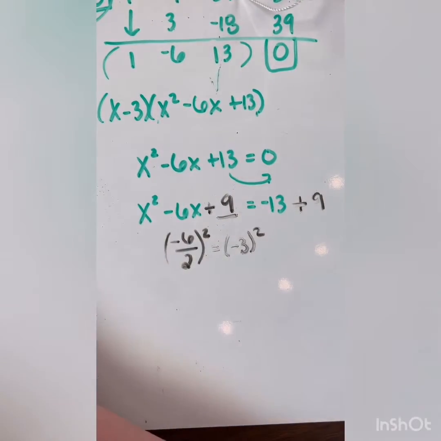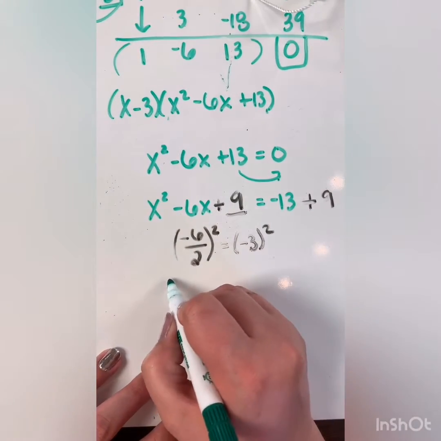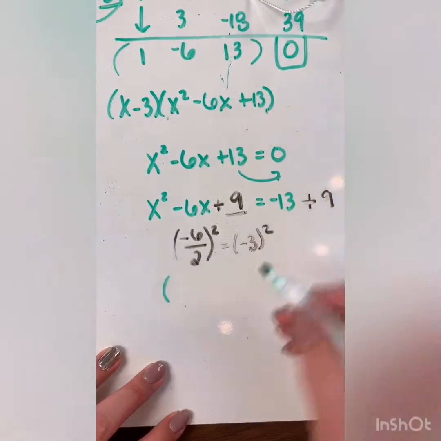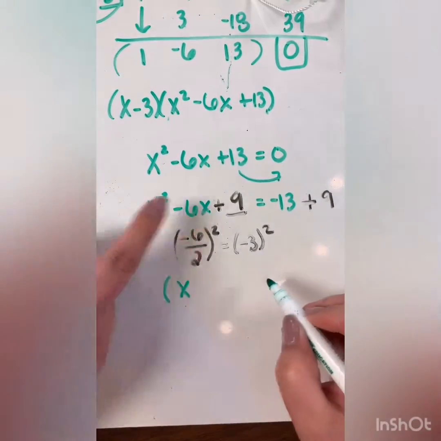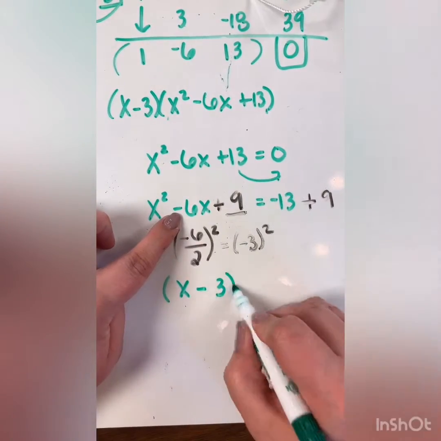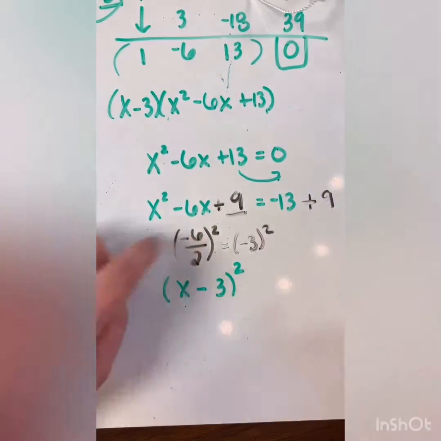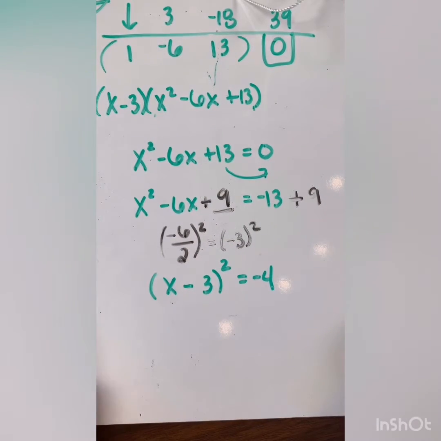All right, now we keep working. This side will now factor perfectly because that's what we did. We made it so that it would factor, and it always factors into the square root of the first number, the square root of the last number, and the sign from the middle. And then on the other side, we have -4. Now I can just square root both sides and my answer will appear.